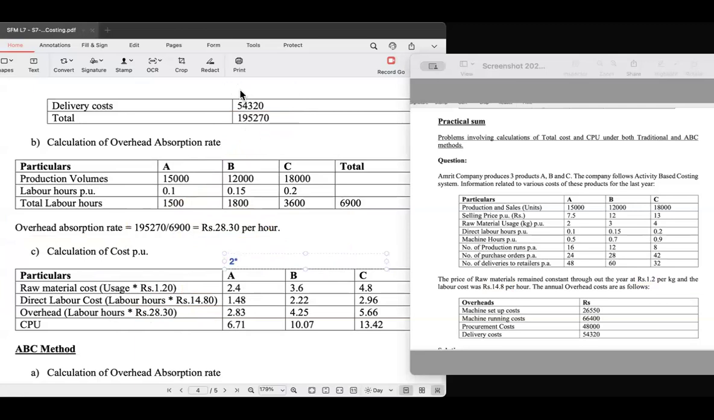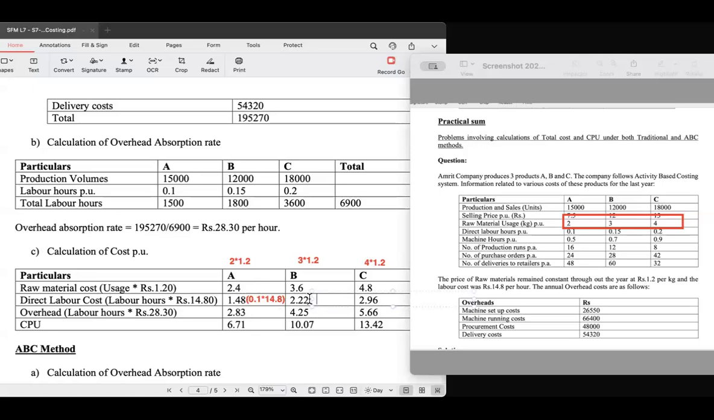I think red would be visible. Yeah. 2 into 1.2. Where did I get 2? It's here. I'm referring to this line, okay? For the usage. Then we have 3 into 1.2. 4 into 1.2. We do the same to this. Labor hours, 0.1 into 14.8.